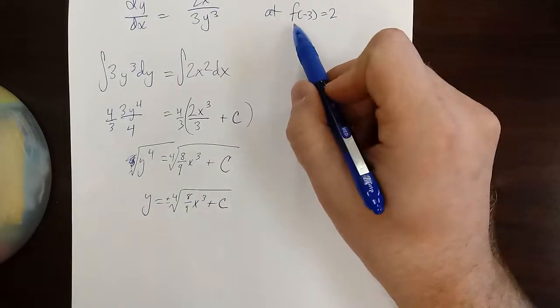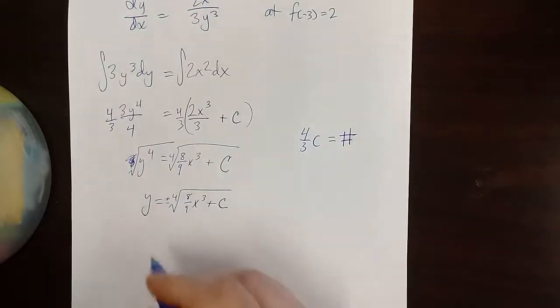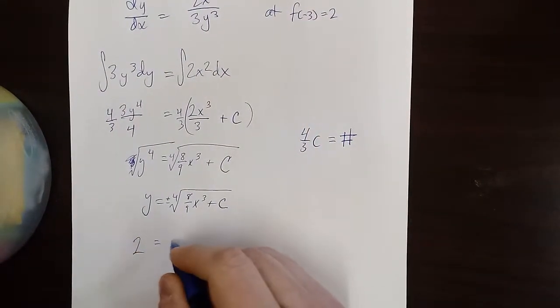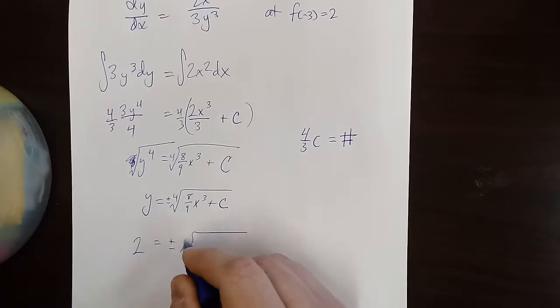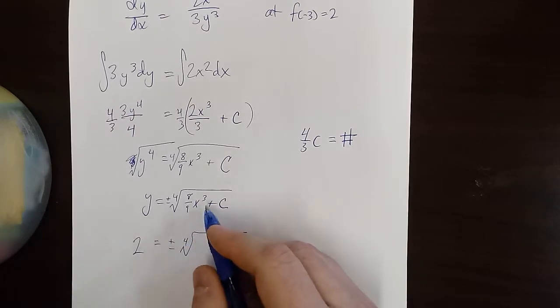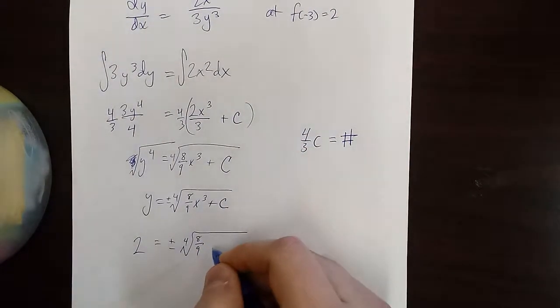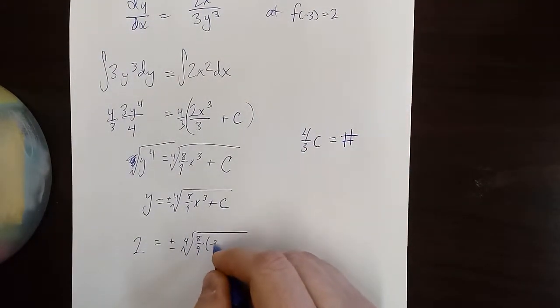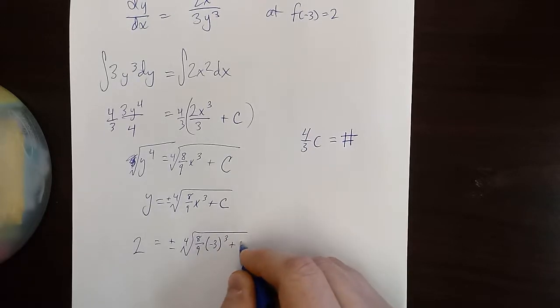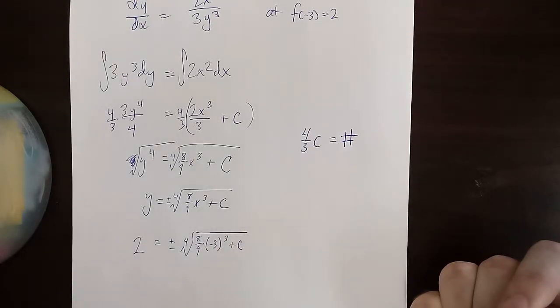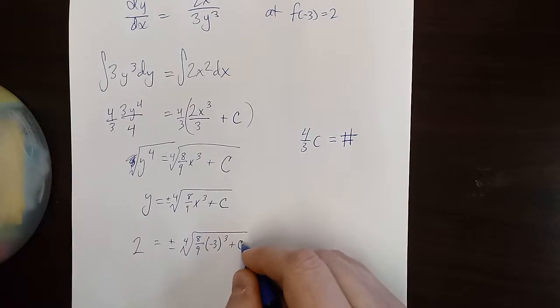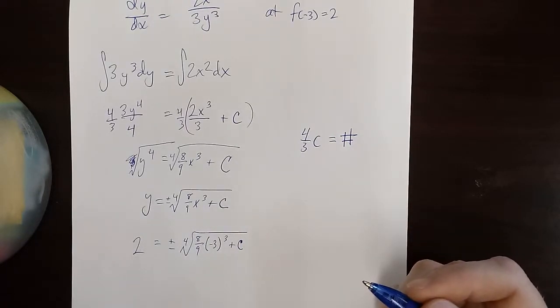So when we plug in negative 3, we get out 2. That's going to be 2 is equal to plus or minus the fourth root of 8/9 times negative 3 cubed plus c. Yeah, this might have been a bad idea. This is going to be really annoying to solve for c.